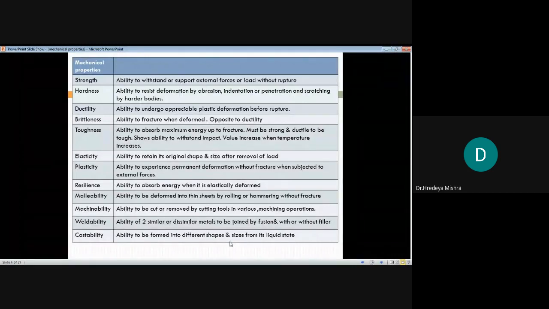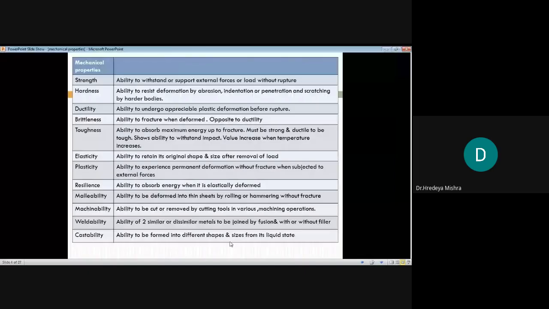So we can say that brittle materials have good compressive strength. All the machine bases, whether it is a lathe machine or shaper machine or any different type of machine, are made of gray cast iron only, because gray cast iron has more compressive strength in comparison to others.